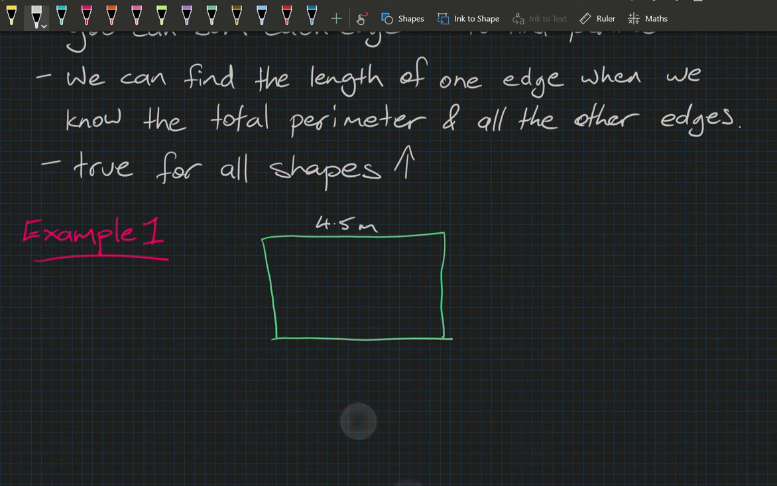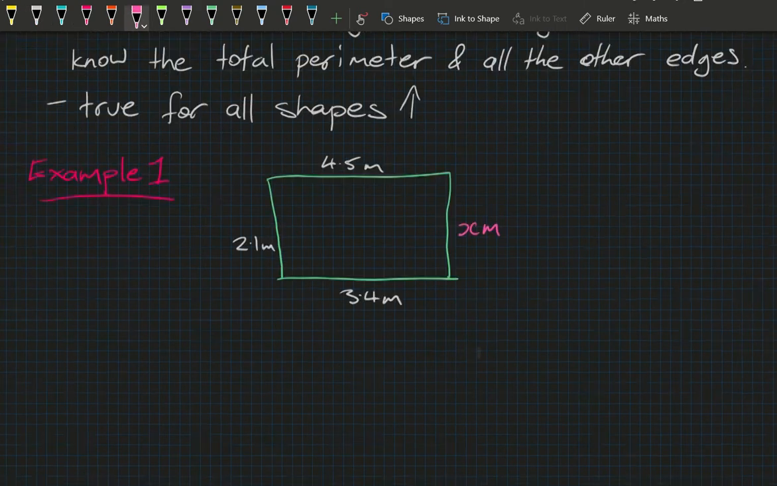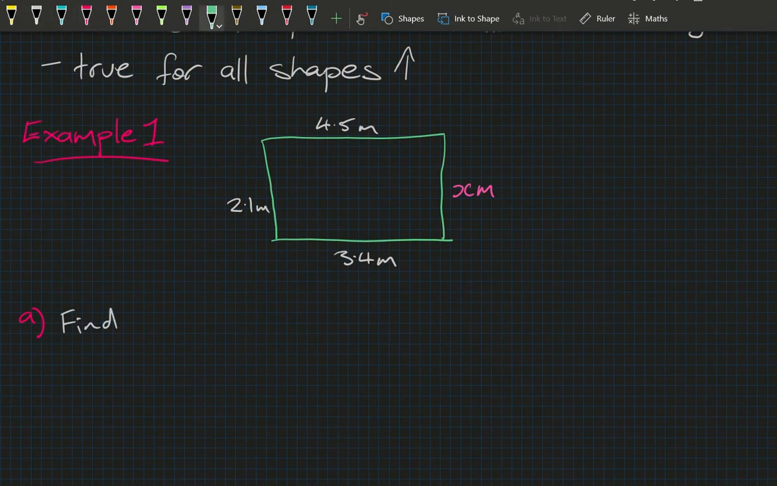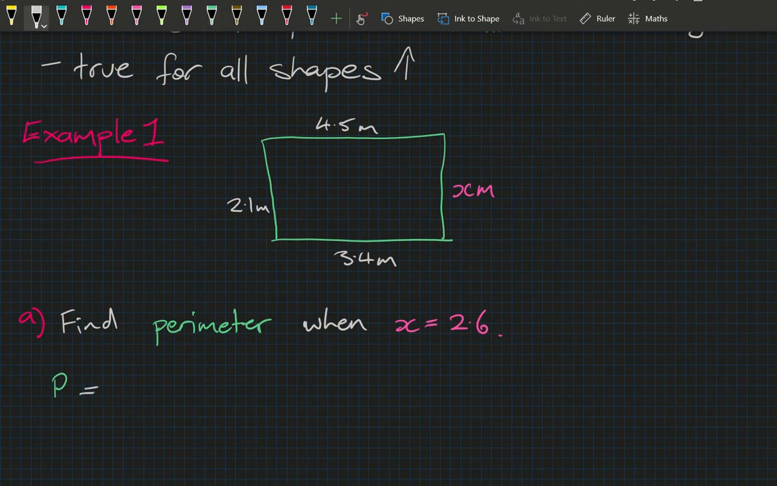All right, so let's move straight into example 1, where we're going to work with this polygon, and the edges are 4.5 metres, 2.1 metres and 3.4 metres. And there's this mystery edge that's length x metres. All right, so question A asks us to find the perimeter when x is equal to 2.6. As we've stated already, the perimeter is just the sum of all the edges. So this is nice and easy. P must be equal to 4.5 plus 2.1 plus 3.4 plus that 2.6 for x. Of course, this is metres, but we can add it in later.